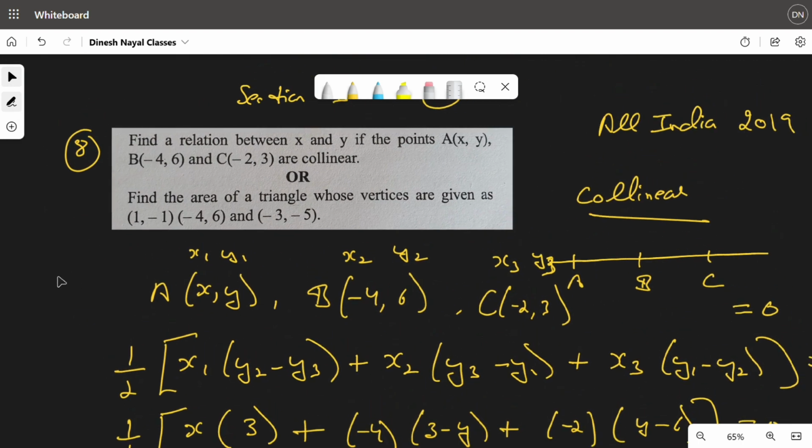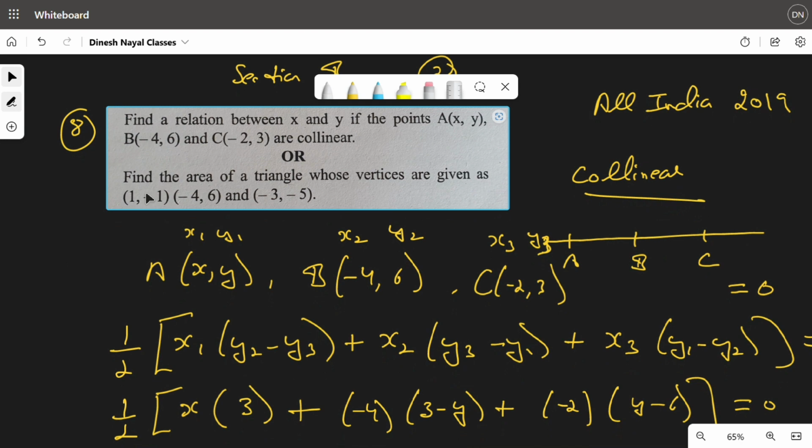Okay. Now B part. Now see, find the area of triangle whose vertices are given. See, we have already done this type of question in which we use the area of the triangle and the vertices which are given. You can take this as x1, y1, x2, y2, x3, y3. So we have already done this type of question. So I think you should do this for the practice. Okay, the next question.